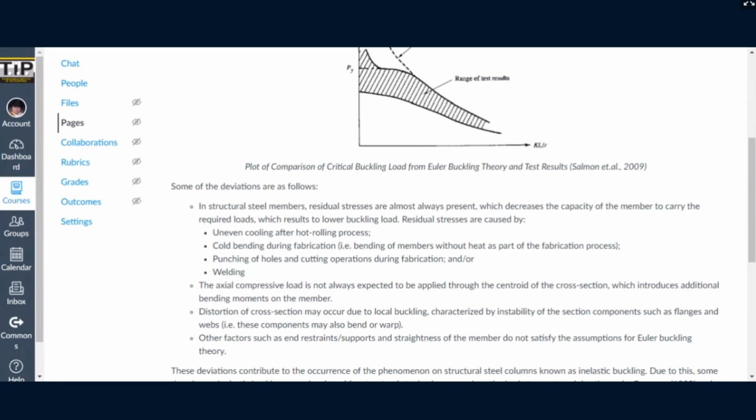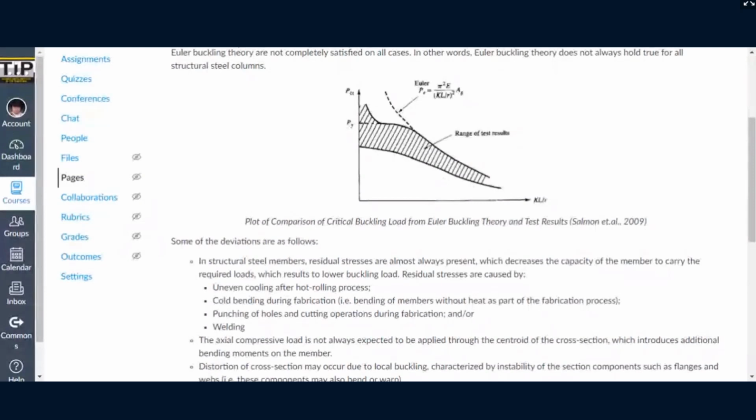So what's the effect of residual stress? It lowers or decreases the capacity of the member to carry the required loads kasi may initial stress ka na. So that's one of the reasons behind this test results.